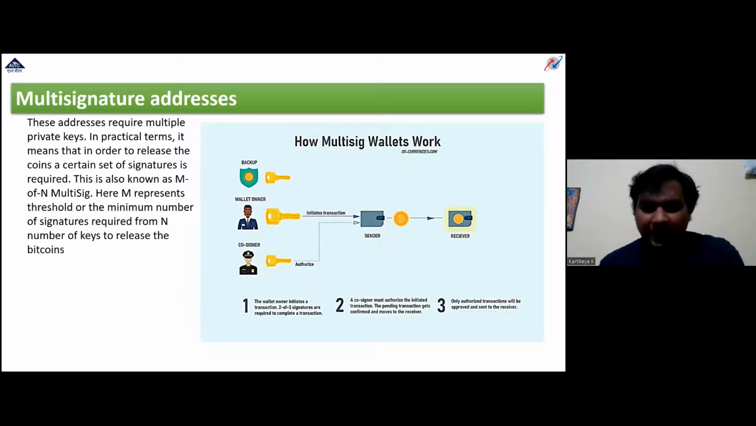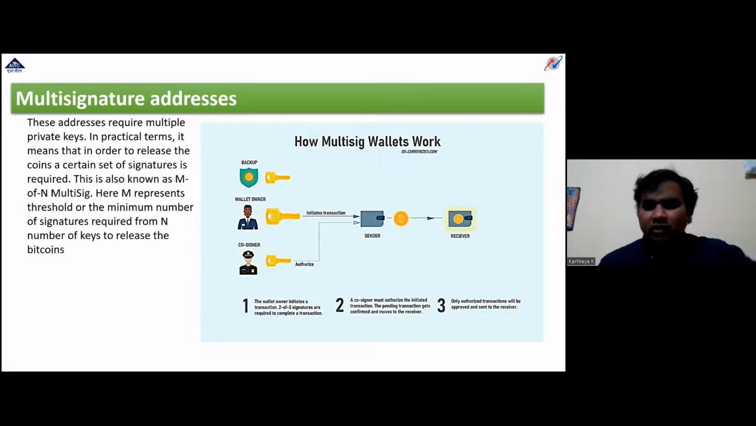Two of the three means here M equals 2 and N equals 3. That means out of three private keys, at least we need to give two private keys. This is what two of three signatures means. That means it is an M of N signature, which represents a multi-signature address. To generate one single address, at least we need to give a minimum of two private keys.